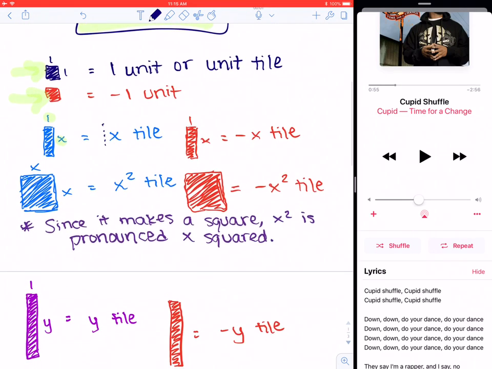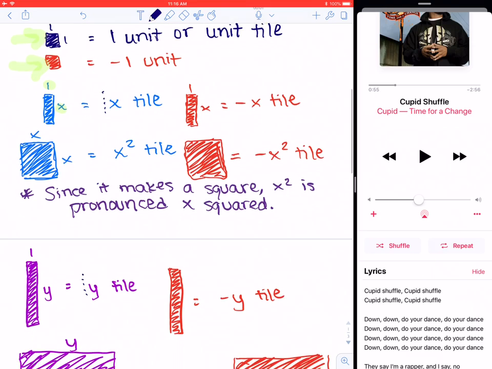Okay, then we have our Y tile. Our Y tile is purple in color. Its dimensions are 1 unit by Y. So we get 1Y. Again, that 1 does not need to be written. It's invisible. And on the back side, it's red, which indicates a negative Y tile, or a -1Y.